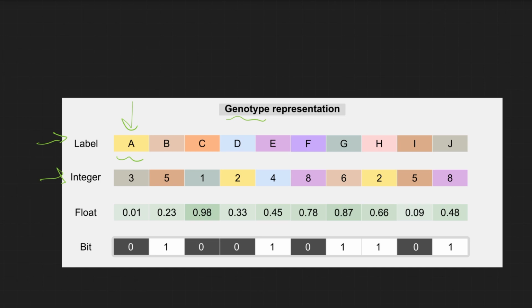Then we have the integer representation, where we have natural numbers in this case. It can be used to represent genes. In the floating point representation, we have genes represented by real numbers. So real numbers, 0.01, 0.33, and so on. In the bits representation, we have just Boolean values, 0, 1, true and false, and so on, representing the genes of the chromosomes. So which representation should you pick? Well, it depends on the problem that you are trying to solve. So for some problems, using floating points would be more appropriate. For other problems, using integers would be more appropriate, and so on.